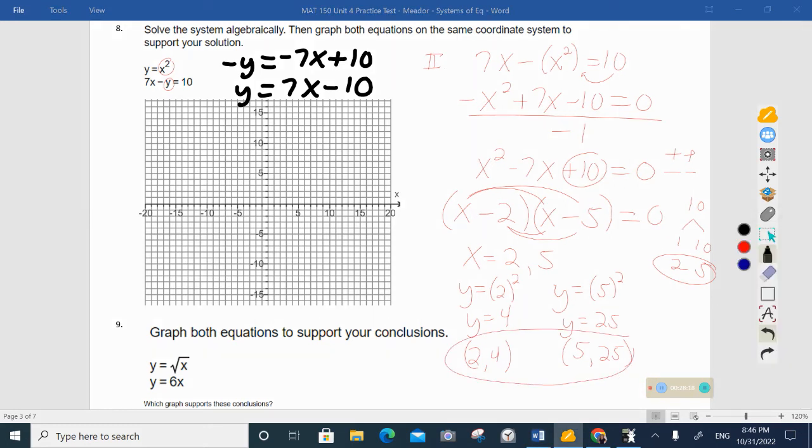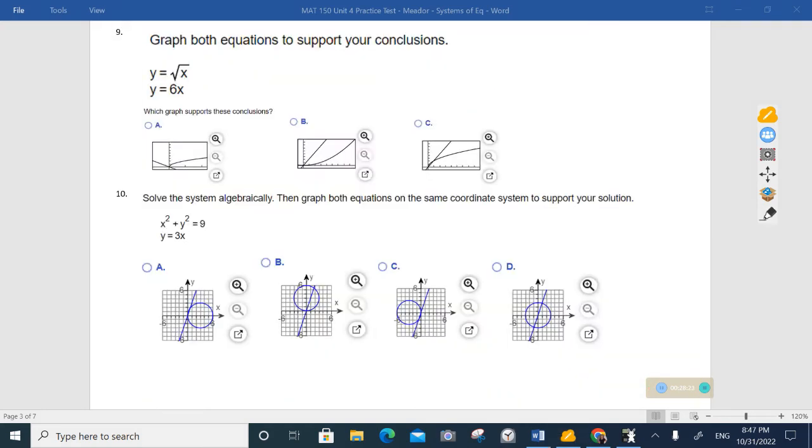And that is question number 8. All right, question number 9 says graph both equations to support your conclusions. Oh, we're supposed to solve it first.